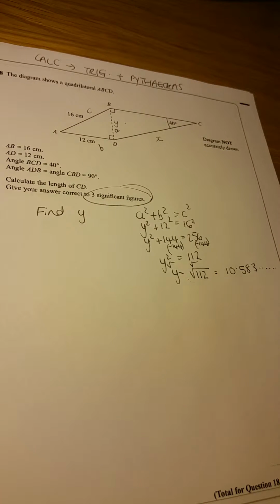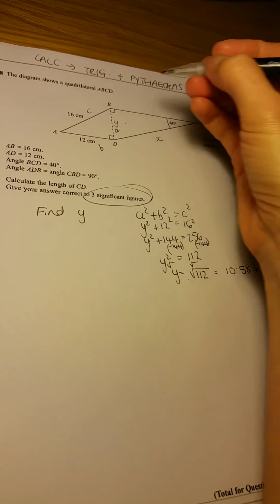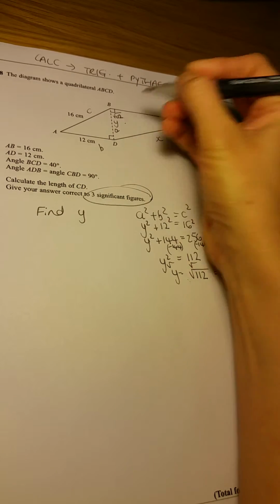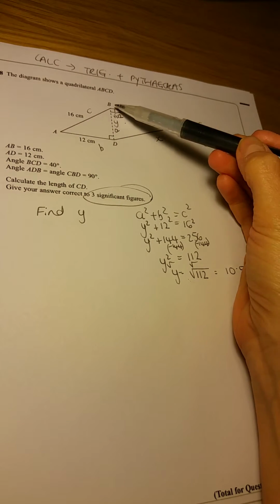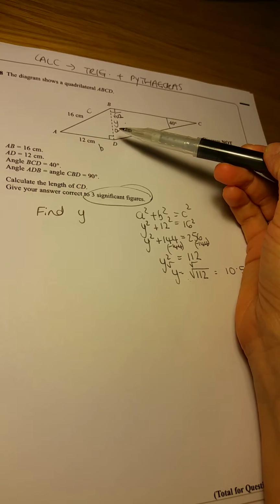Okay, but remember they said 3 significant figures. So now I know this bit here is root 112, this length here. If you prefer, at the end of the day, you've got to go with what you understand. It's going to make sense to you. So now I know this.